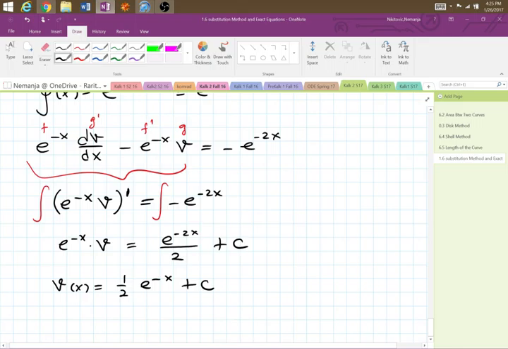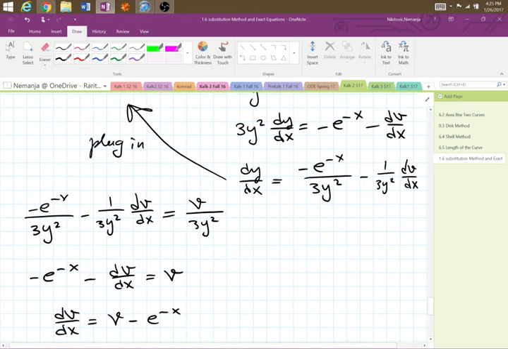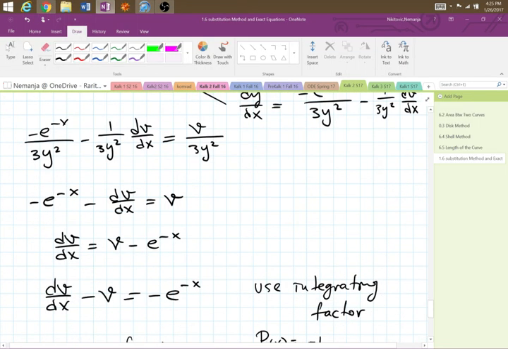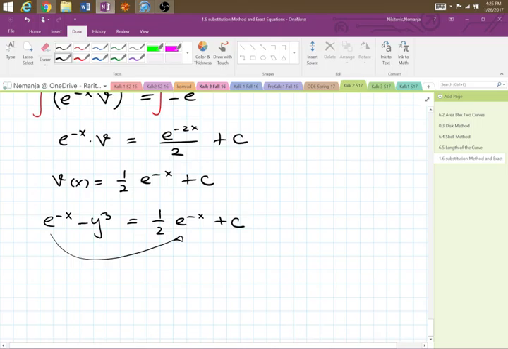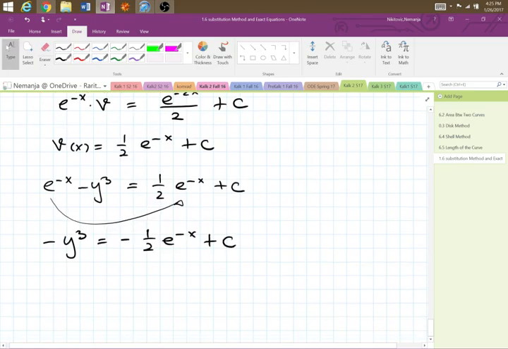But then you know that v was a mess from before, which you have to plug back in. So we go 3-4 pages back. It's e to the minus x minus y cubed. So e to the minus x minus y cubed is equal to 1/2 e to the minus x plus c. So now this guy goes to the other side. When you subtract 1, it gets negative 1/2. So minus y cubed equals negative 1/2 e to the minus x plus c. And then you do the times negative 1. You get y cubed is equal to 1/2 e to the minus x plus c.